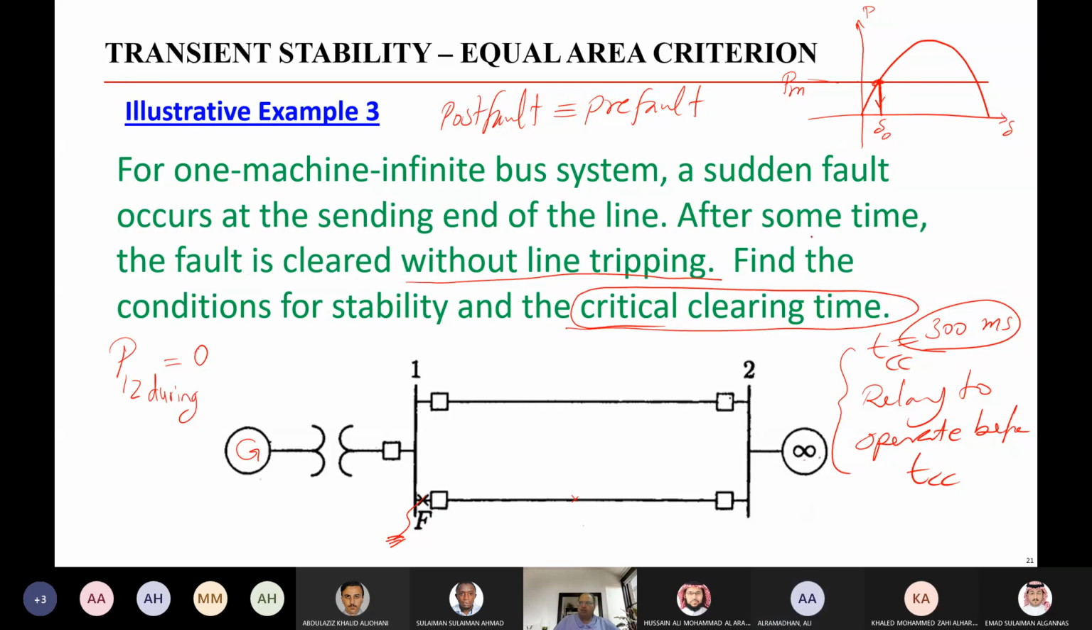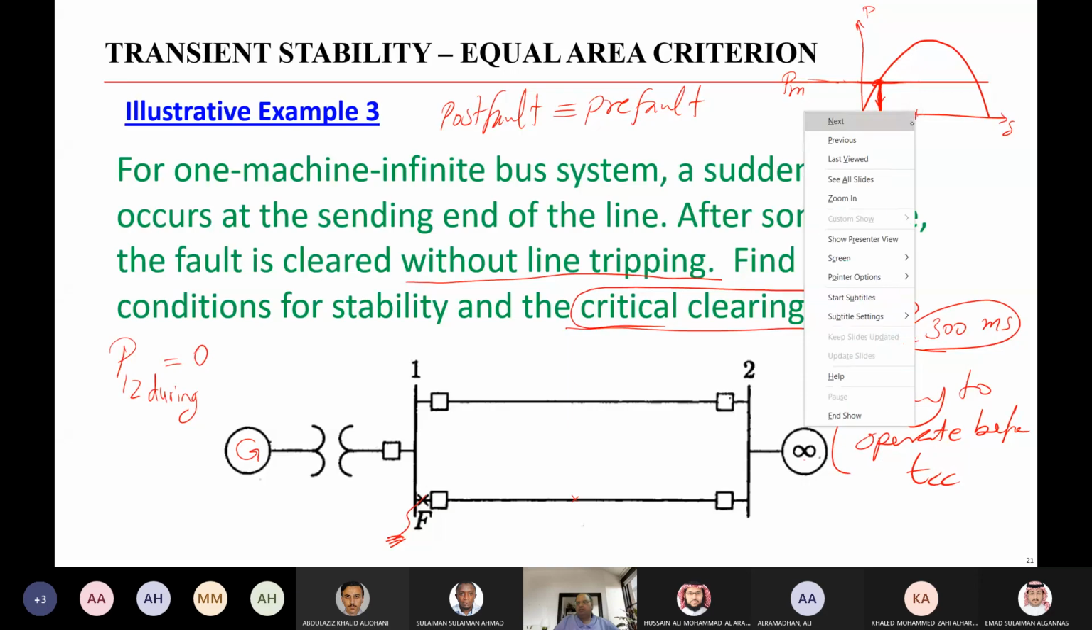The power equals 0 during the fault. So the electrical power will be 0, and it will continue at 0 as time is running. If this is P mechanical constant, and P electrical initially was here, but during the fault P electrical equals 0, so this will create acceleration in the system. So the angle will increase as time goes on until you clear the fault.